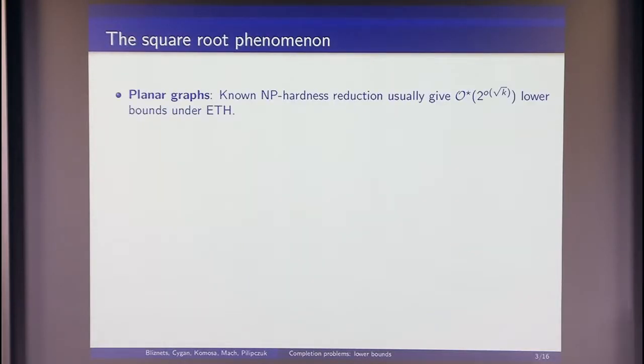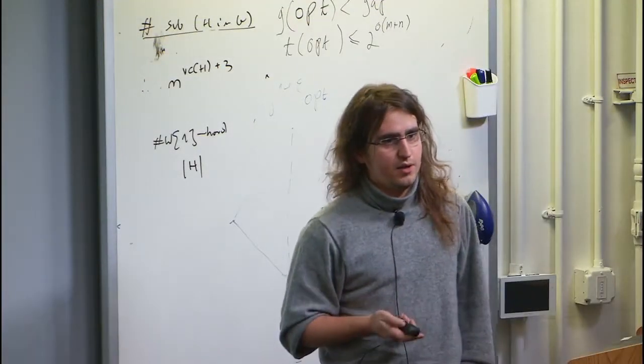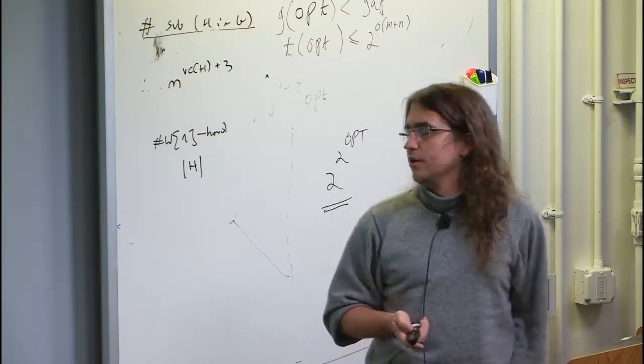This mirrors the square root phenomenon that happens on planar graphs. On planar graphs, via the framework of bidimensionality, you can get a lot of algorithms with running time of type 2 to the square root k, which can be traced to having square root separators in planar graphs. And usually for these problems, the known NP-hardness reductions incur just a quadratic blow-up in the instance size, which gives you an easy matching lower bound under ETH for this running time.